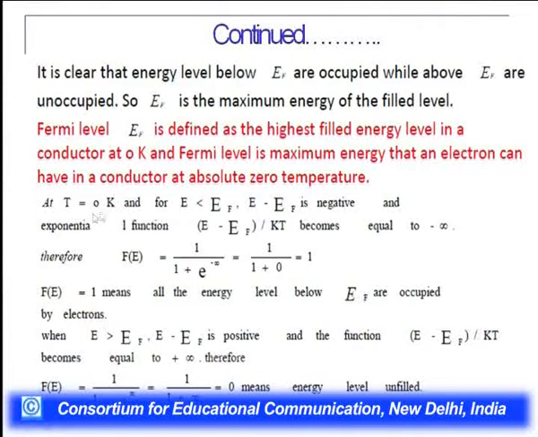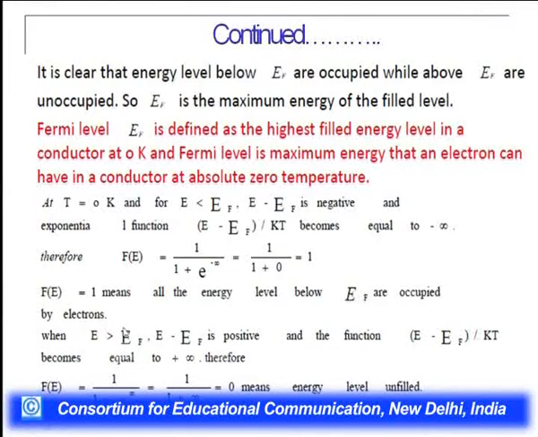So at 0 Kelvin, F(E) is equal to 1 by 1 plus e to the power minus infinity, which is equal to 1 by 1 plus 0, which is equal to 1. This represents that the Fermi distribution function is equal to 1, meaning all the energy levels below Ef are occupied by the electrons.